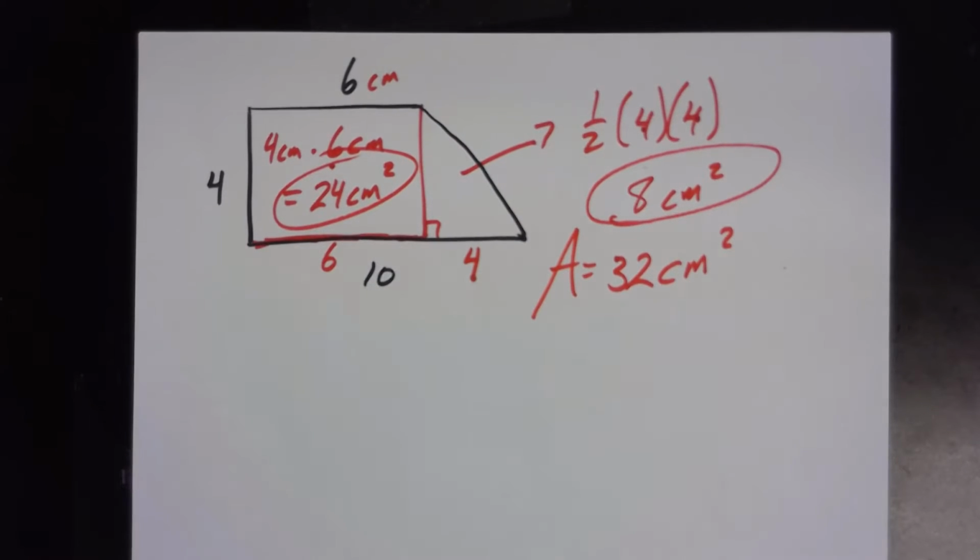So you're good at rectangles, you're good at triangles. Can we put a rectangle and triangle together and you can find the area? Yes. Okay.